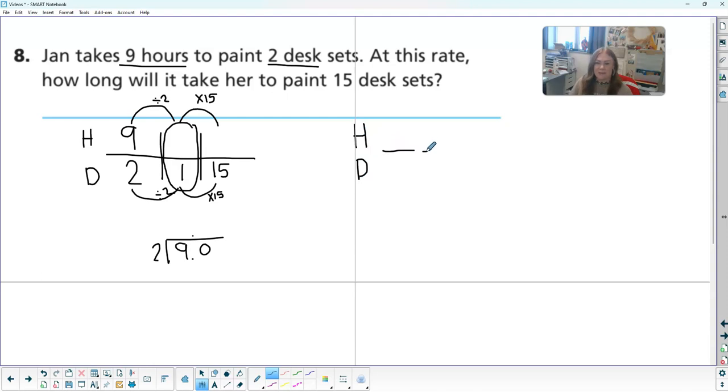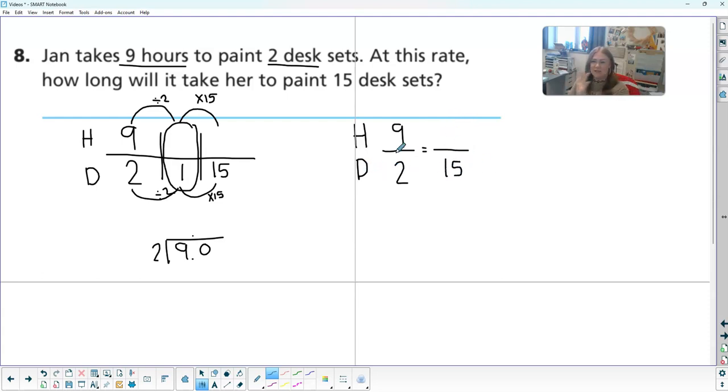So same thing, but this time we're just going to make two fractions. So for 9 hours, she did 2 desks. In 9 hours, she painted 2 desks. At the same rate, how long will it take her? So how many hours to paint 15 desks?